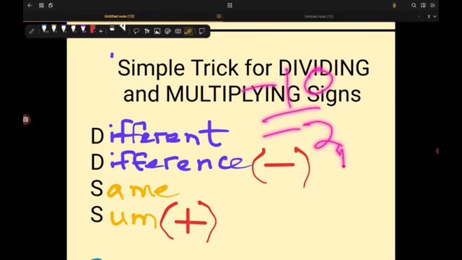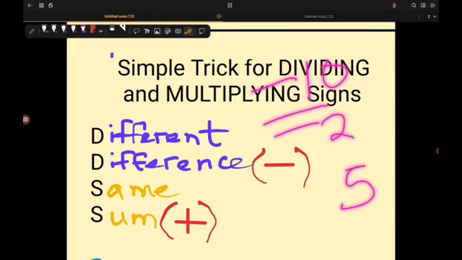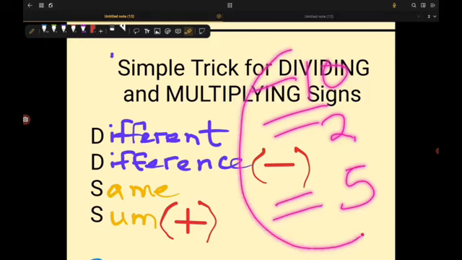Subtraction also means difference. Have you not seen? It's because of this simple trick you can see in front of me here. Minus 10 divided by minus 2. Look at it very well. 10 divided by 2 will give me 5. But because the signs are the same, minus minus, I know that I will leave my answer this way. My answer will be plus 5.